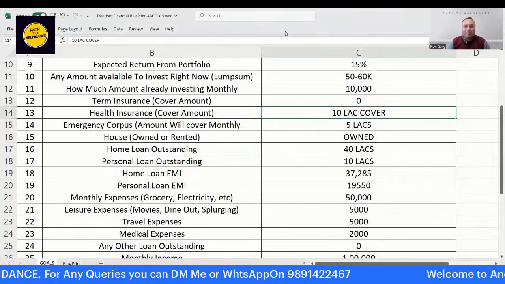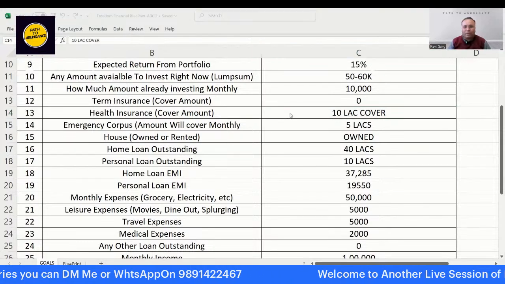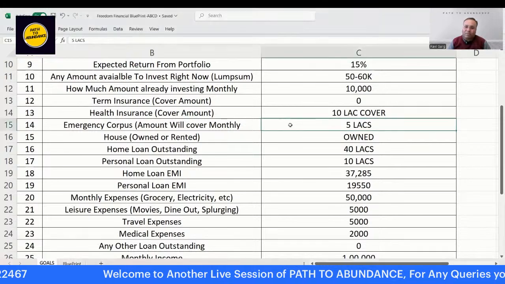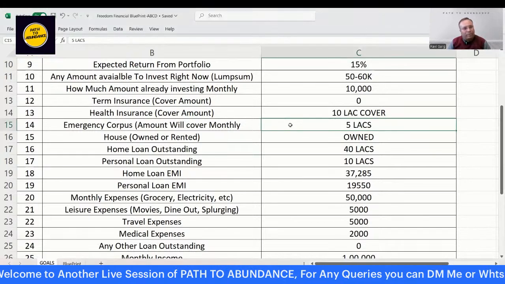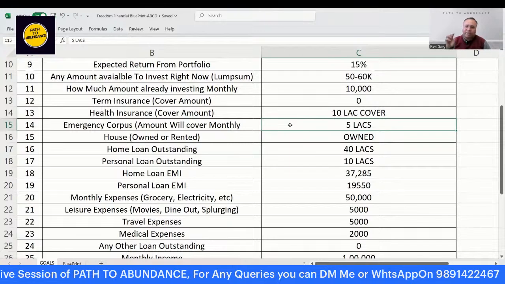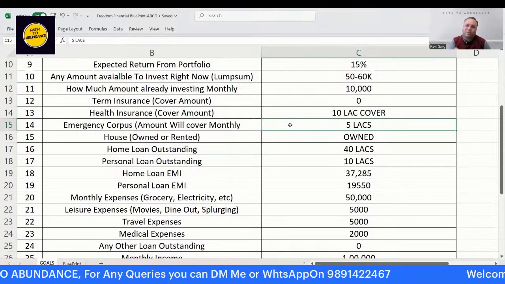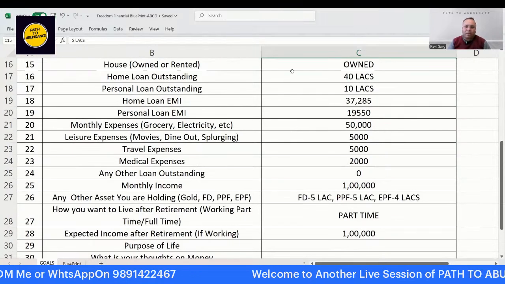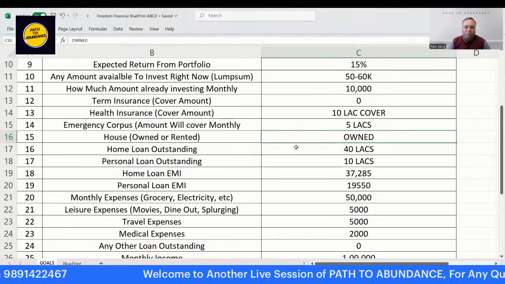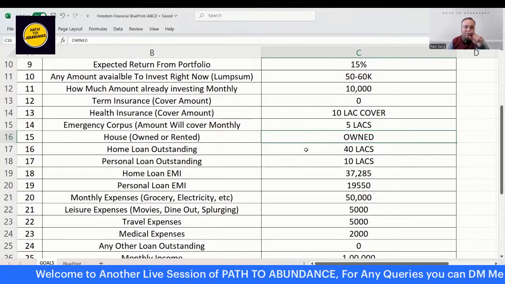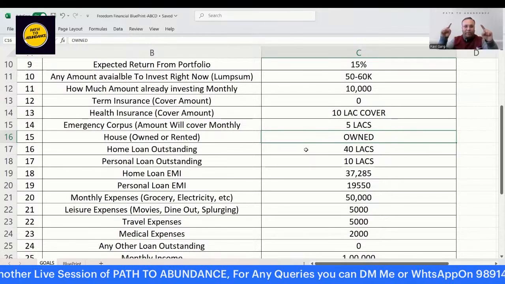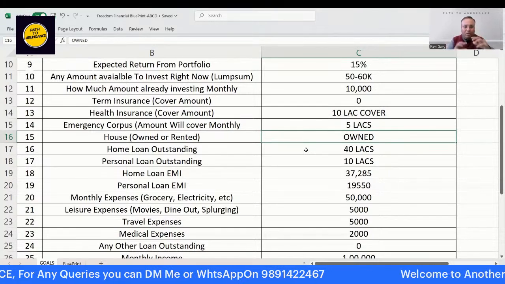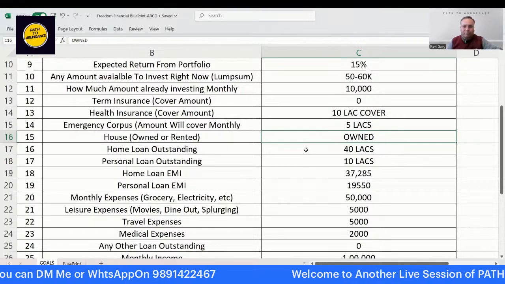Health insurance is also required, and some awareness has come now. People are taking health insurance, and the average is around 10 lakh. Emergency corpus is another important aspect; this should be around 3 to 4 lakh. The amount which can cover your monthly expenses for 3 to 6 months is sufficient for the emergency corpus. Most of the people own a house, and the home loan outstanding is around 40 lakh rupees. This 40 lakh can create a huge burden on your personal finances if not dealt with in the right manner and not prepaid in an accelerated manner. Right?